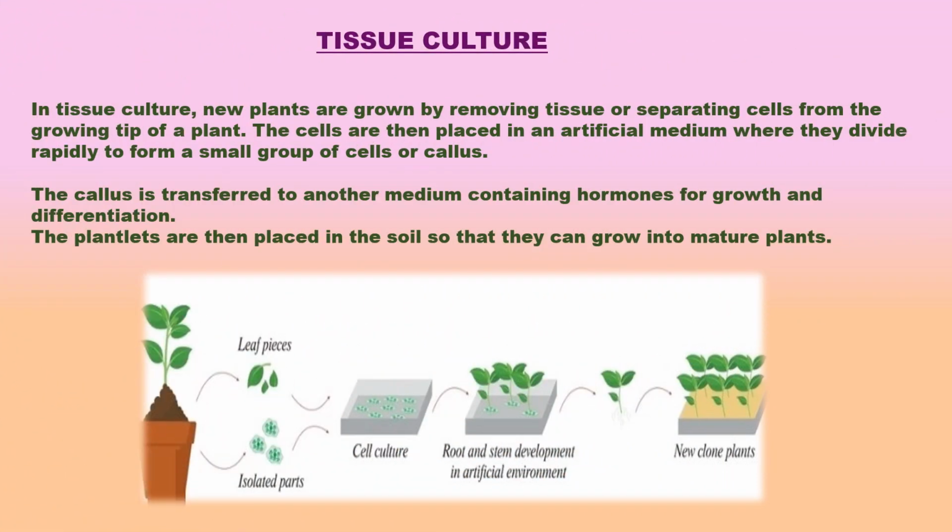Tissue culture. The production of new plants from a small piece of plant tissue, or cells, removed from the growing tips of a plant in a suitable growth medium, called culture solution, is called tissue culture. The process of tissue culture for producing new plants is carried out as follows. A small piece of plant tissue is taken from the growing point of the plant, the tip of the plant, and placed on a sterile jelly which contains nutrients and plant hormones.